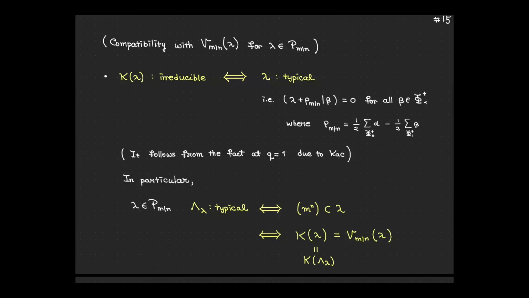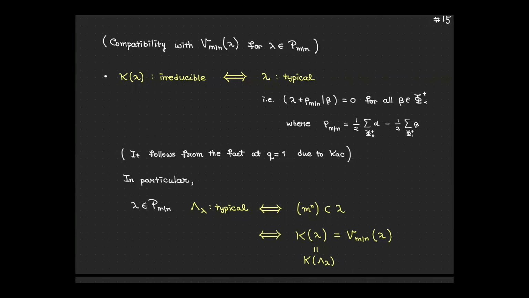But anyway, let me recall some general facts on the Kac module or q-deformed Kac module. There is a good equivalent condition for a Kac module to be irreducible, like the irreducibility of the Verma module. In case q equals 1, it was given by Kac that this Kac module is irreducible when the highest weight lambda is typical.